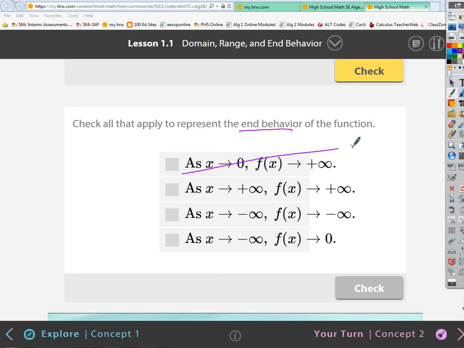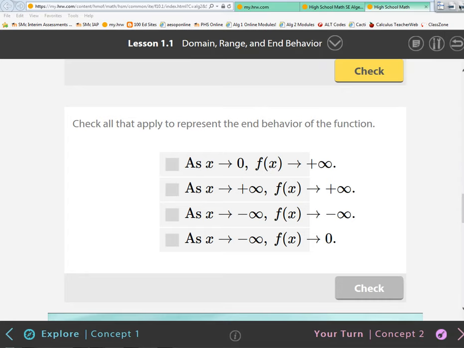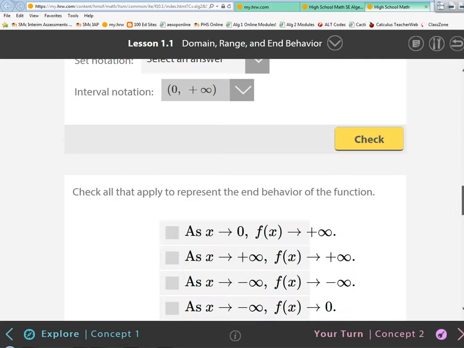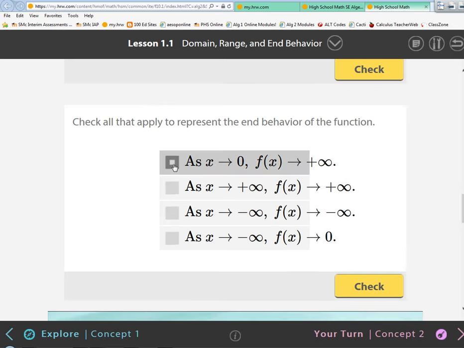Let's check the next one. Does this work? As x approaches infinity, f of x, or y, approaches infinity. Let's see if that matches what happens. As x approaches positive infinity, so as we go infinitely far to the right, y approaches positive infinity. Is that true? It is, right? As the function goes to the right, it also goes up at the end. So that works. Okay, that's a true statement.